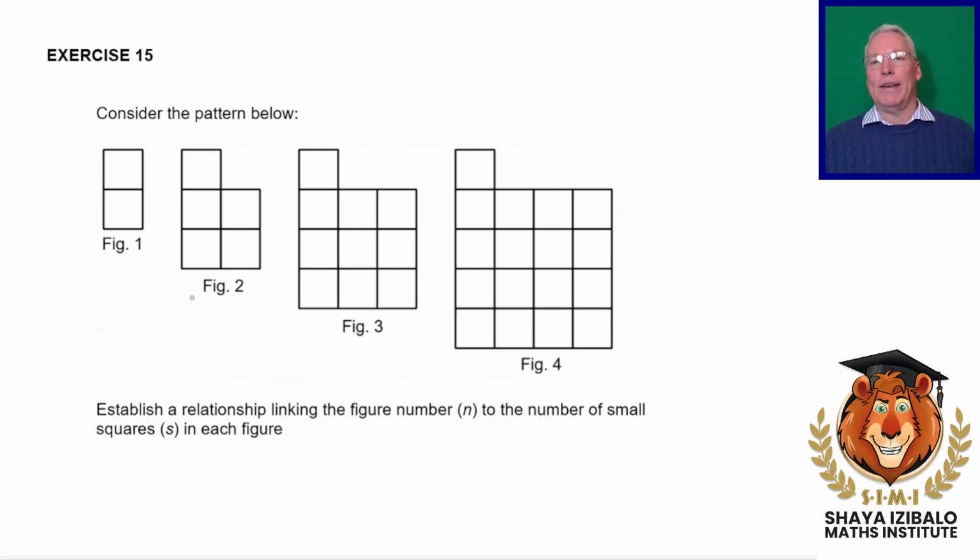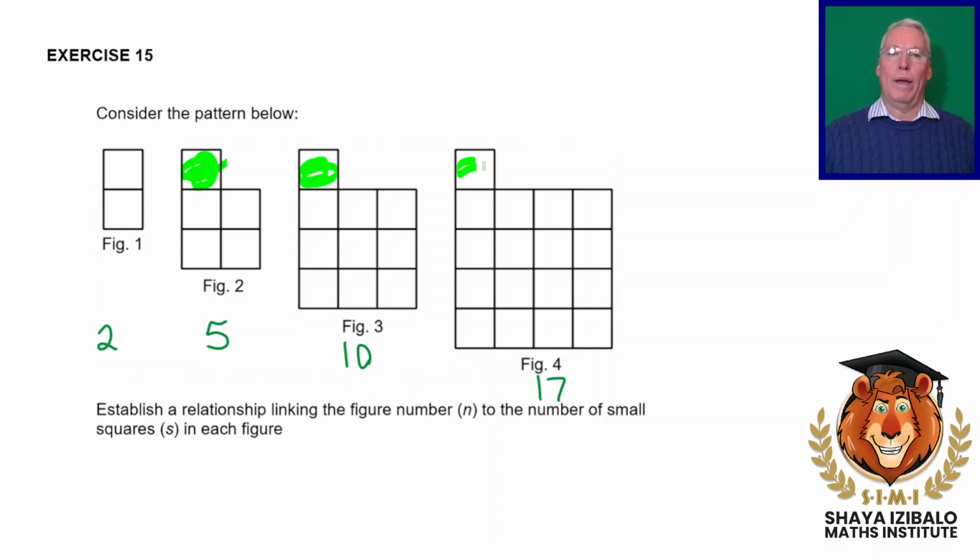This one. Can we link the figure number to the number of small squares? Here we've got 2. Here we've got 5. Here we've got 10. Here we've got 17. Now, if we look at this, there's always 1 on its own up at the top here. There's this 1 over here. 1, 1.